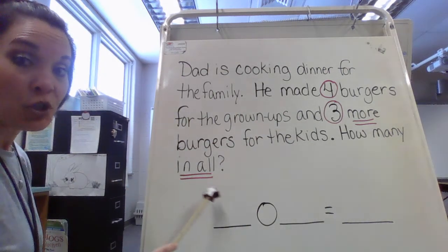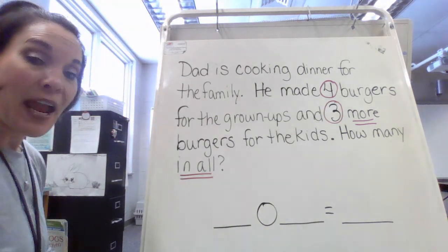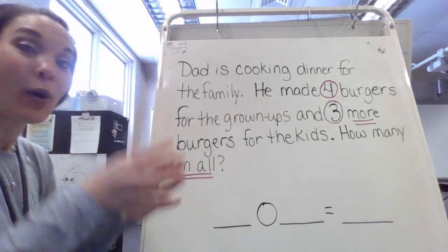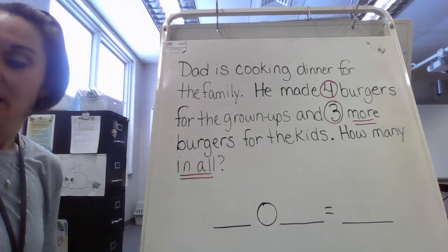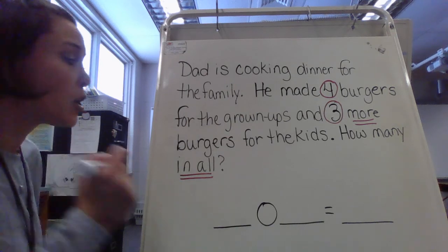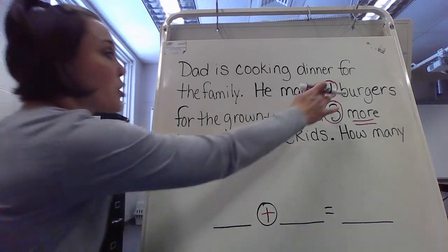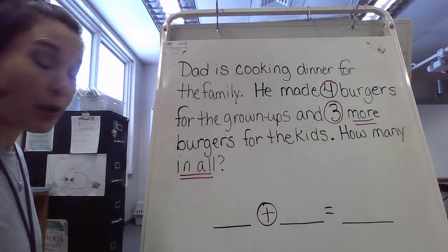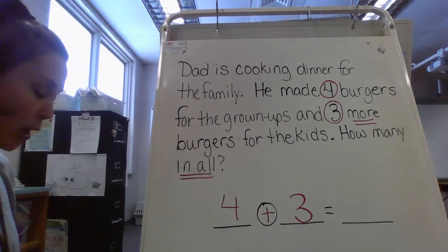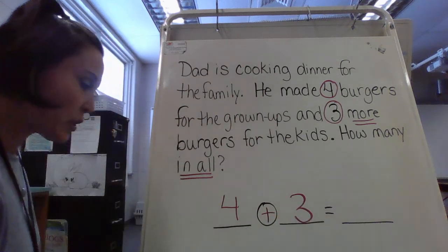We also have 2 other very special words in our question. It says in all. Anytime we see in all, it also tells us that we have to add or count everything up. Let's make our number sentence. Since we know we're talking about more and in all, we are going to use a plus sign. Let's put our special numbers in our number sentence, which is 4 and 3. Our number sentence is going to read 4 plus 3 equals, what's it going to be?